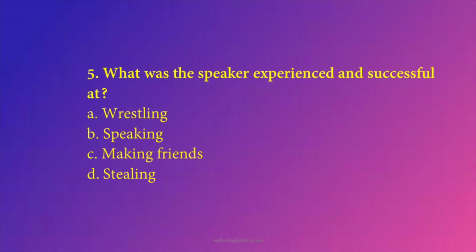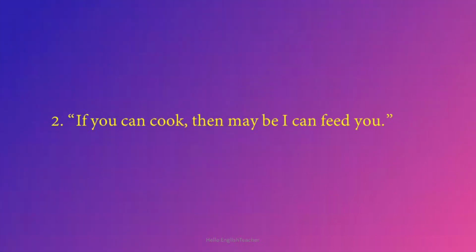So, question number 5. What was the speaker experienced and successful at? So, was he a wrestler or speaking or making friends or stealing? So, we know that the speaker is a thief and so he was experienced and successful at stealing. So, the answer is D. So, let's look at the second extract. If you can cook, then maybe I can feed you. So, this is the second extract.